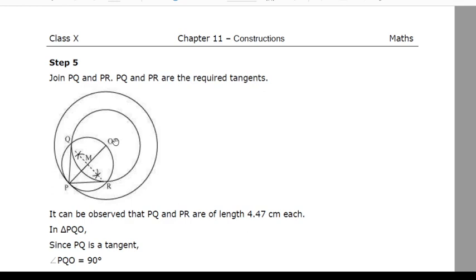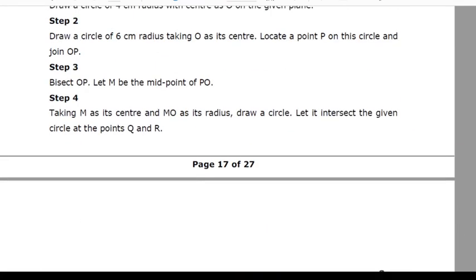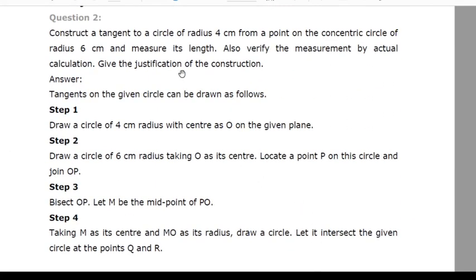Okay, how can we draw the tangent? See here. Construct a tangent to a circle of radius 4 cm from a point on a concentric circle of radius 6 cm. It means a point which lies on this circle and you construct a tangent on this circle. Okay, it means our exterior point lies on this circle and we have to construct the tangent on this circle. This we have to do here.